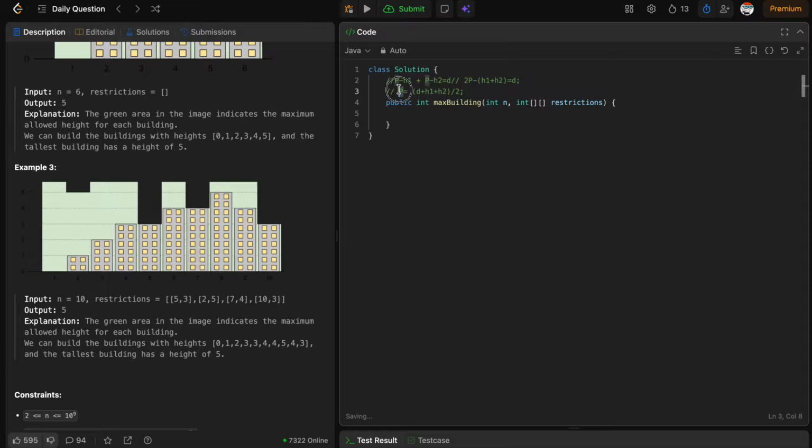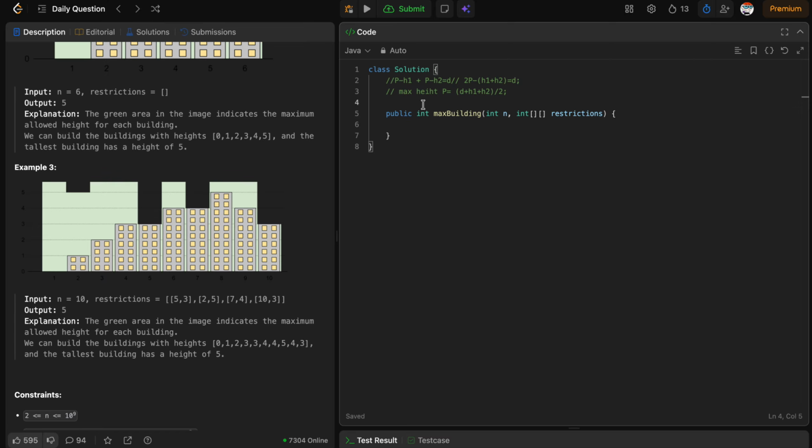So for taking the maximum height which we can achieve, we need to find the distance between any two numbers and h1's restriction. Suppose some maximum restriction is there, h2 restriction is there, and it can divide it. So this is the core of this problem. This is the first thing that needs to be understood.